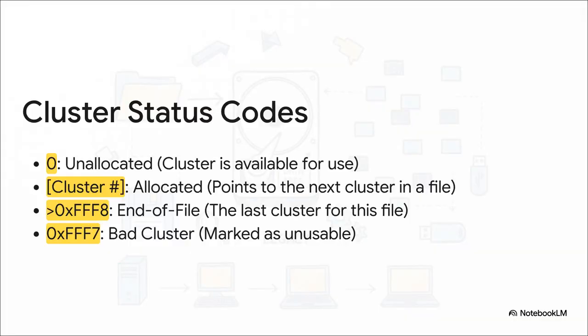And this master map, it's incredibly detailed. It does way more than just link file pieces together. It uses this really simple code to keep track of the status of every single shelf in the entire library. It knows which shelves are totally empty and ready to be used, which ones are part of a file chain, which one marks the end of a file, and even which shelves are broken and should be avoided.